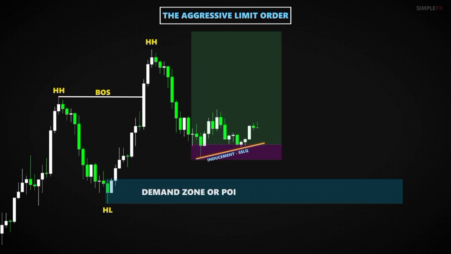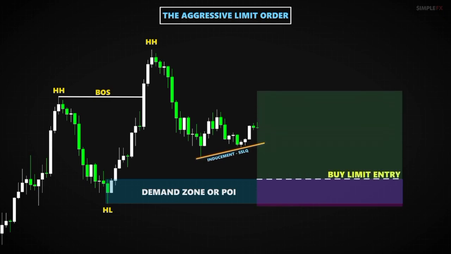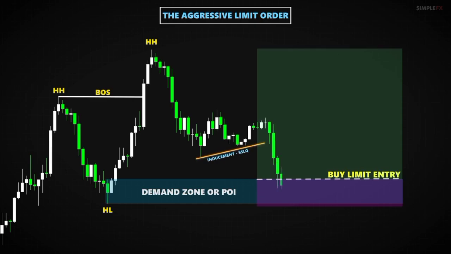So instead of waiting for confirmation, you take the proactive route, refine your POI, maybe down to a smaller order block or a tighter imbalance, and place a limit order there. That's it. You set it and walk away. If price comes down, sweeps the low, and taps your zone, your order is triggered automatically. This gives you the best entries in terms of reward versus risk, but there's a catch.